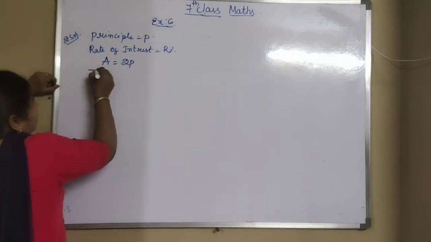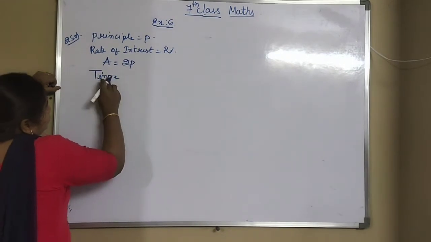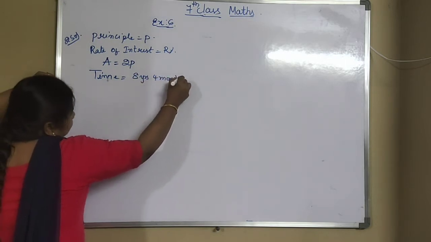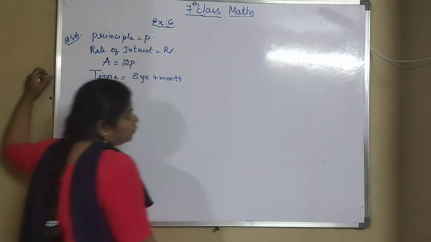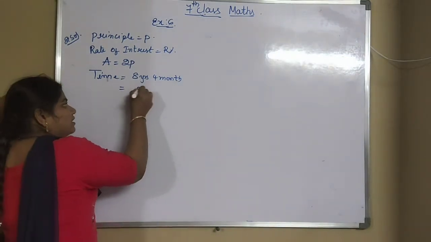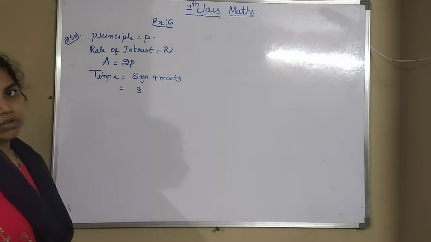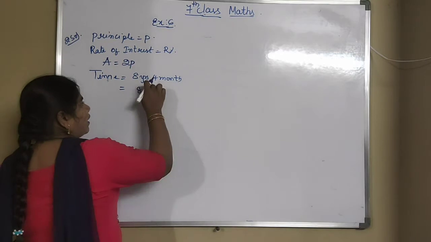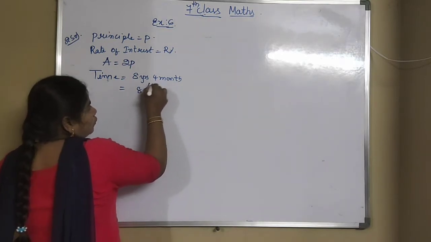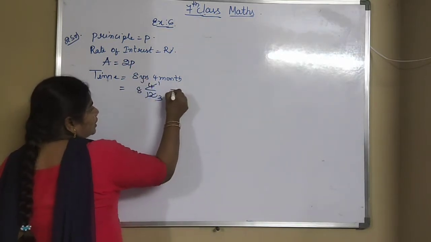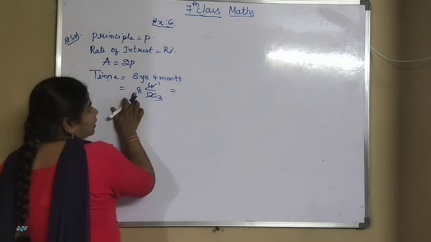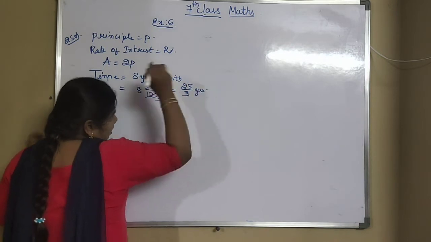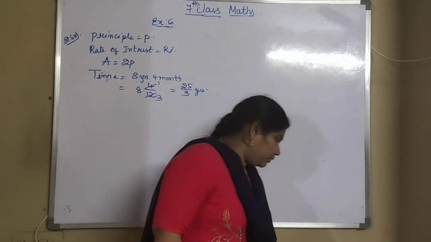And what is the time they have given? Time is equal to 8 years 4 months. I am writing the 8 as it is. The 4 months I am converting into the form of a fraction. In 1 year, how many months are there? 12 months. So I am dividing 4 by 12, which gives 1 by 3. So 3 eights are 24, 24 plus 1 will be 25 by 3 years.